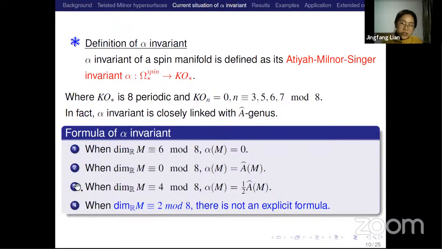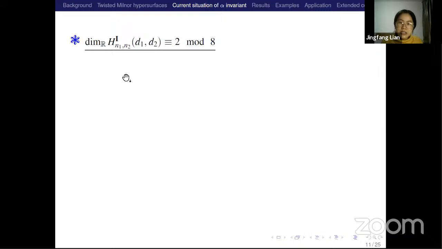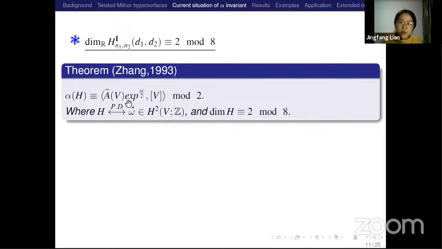In the first three cases, the alpha invariant is clear, either 0 or expressed by the A-hat genus of the manifold itself. And why is the calculation of the alpha invariant difficult? It is because for the fourth case, dimension 2 modulo 8, there is not an explicit formula. But in 1993, there is a formula given by Zhang for the manifolds whose dimension is 2 modulo 8.